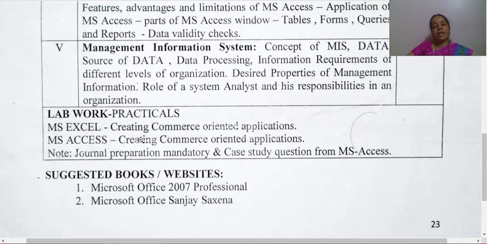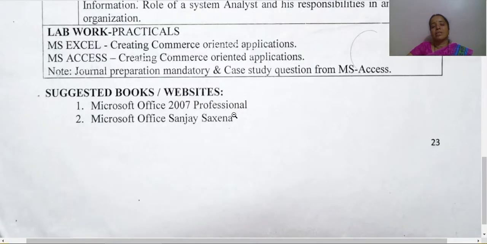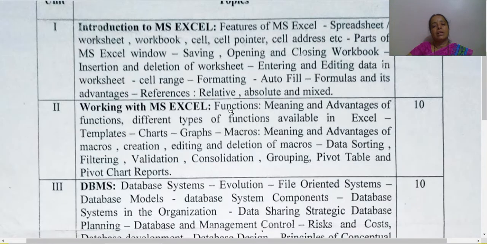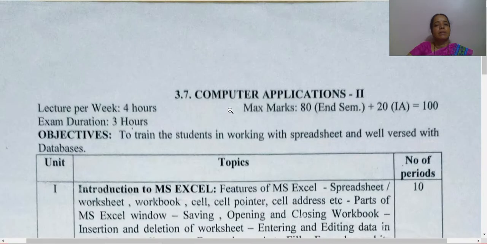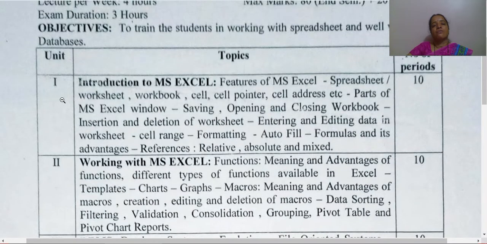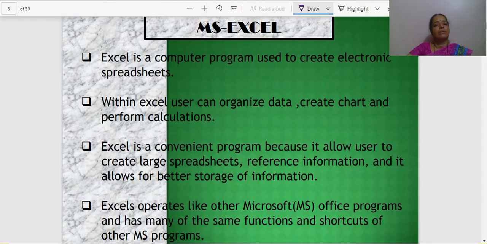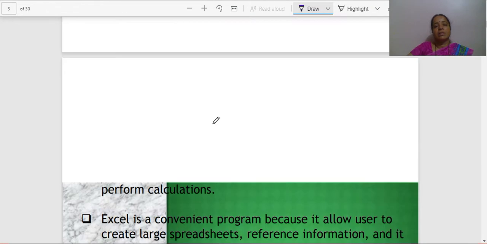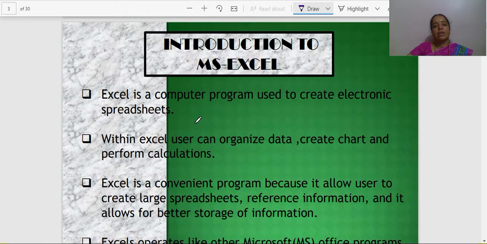And here the practical subject is, that is, the practical units are MS Excel and MS Access. We have to do the practicals on these two units. So now we'll start the first unit. Here is MS Excel. So for your syllabus, MS Excel 2007 is there.